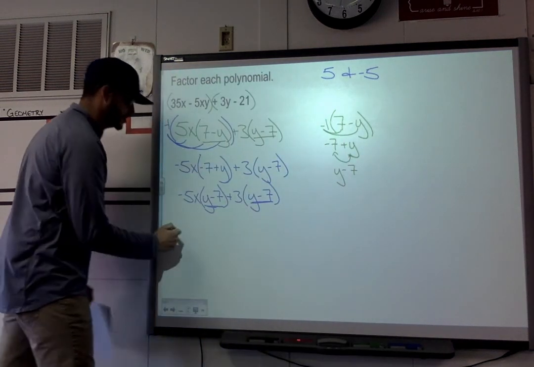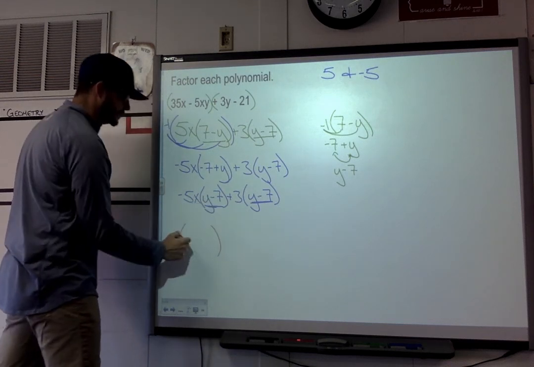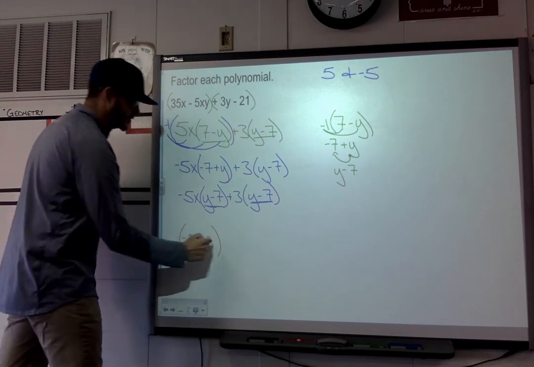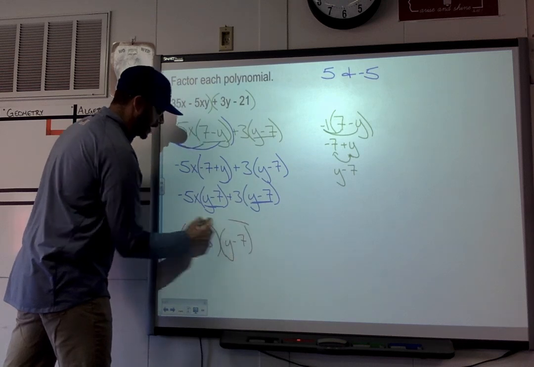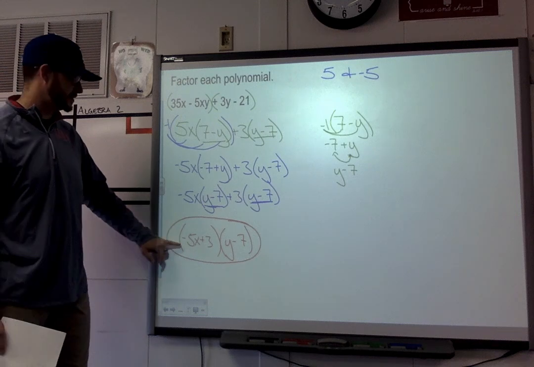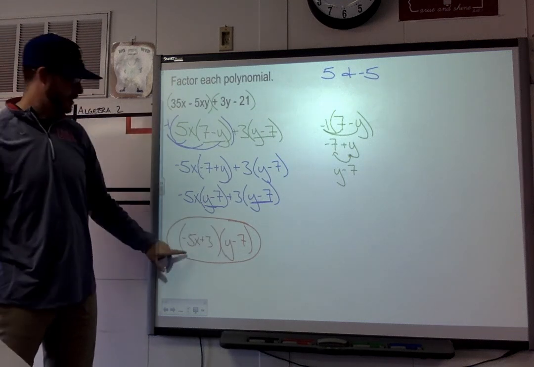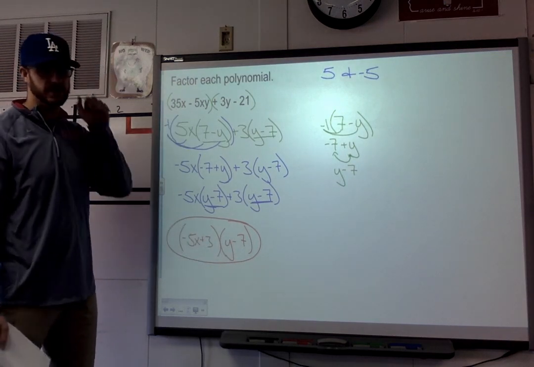So for my solution here, again, my first set of parentheses is whatever is outside. So in this case, negative 5x plus 3. Then my second set would be y minus 7, and that would be my solution. So again, what we're saying, this is the factored form of this polynomial. So if you were to FOIL this all together, you would get back to your original polynomial.